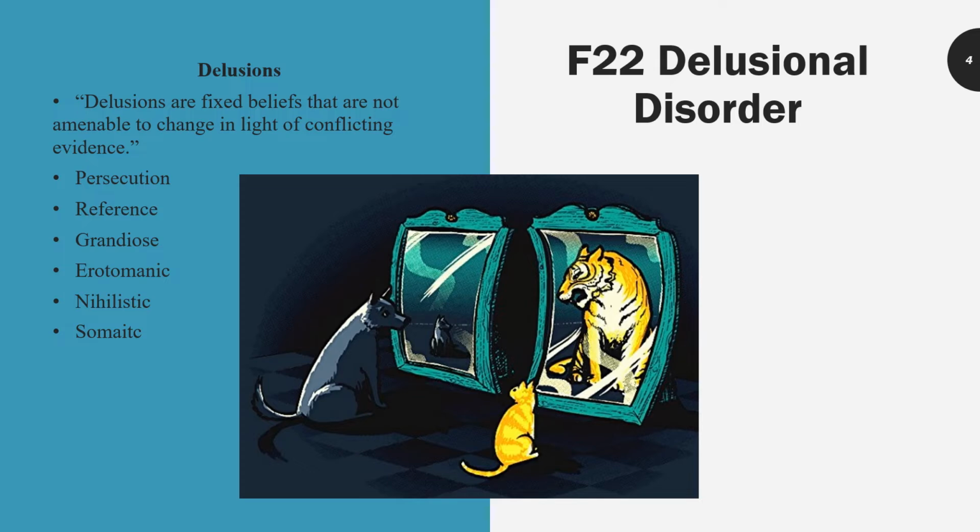The next one would be the nihilistic delusion. This one's kind of unique. I can honestly say I've only seen this one a few times in my career. This is a delusional belief where the idea is that a major catastrophe will occur, and they come up with dates and times, and they truly believe that something bad is going to happen.